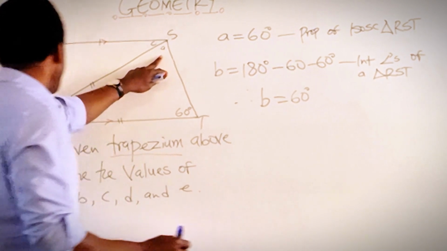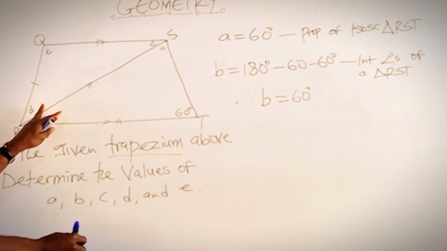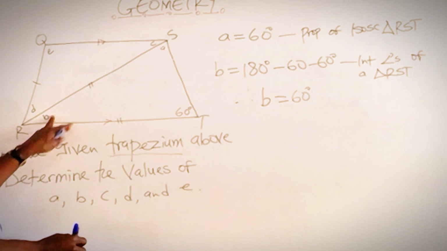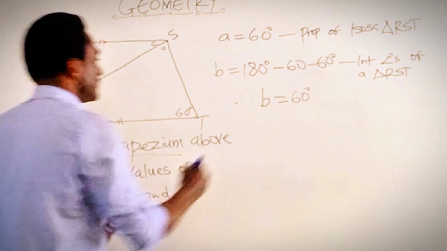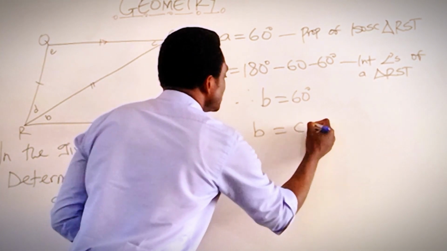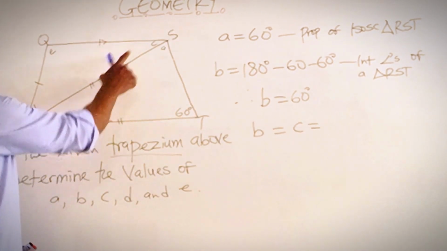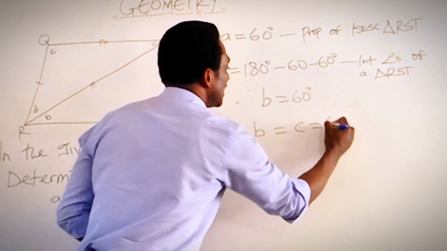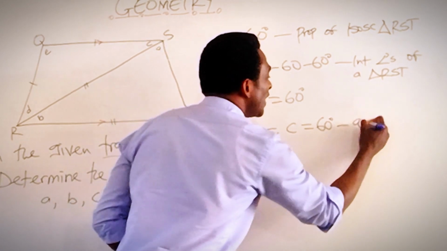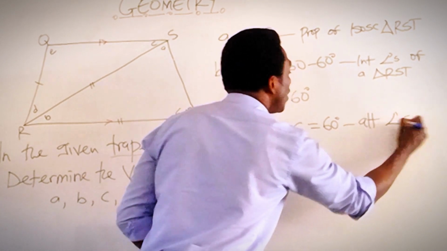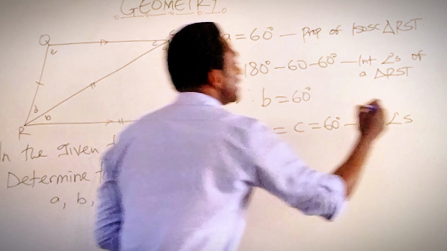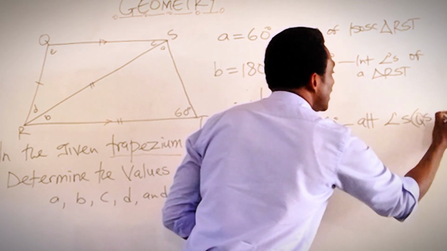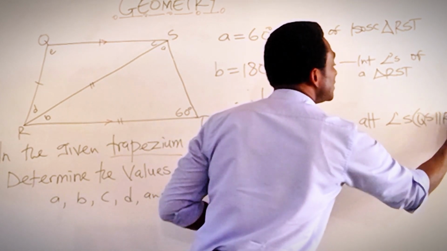Now we can say that B is equals to C. So that means 60 degrees. We have alternate angles. They alternate because QS is parallel to RT.